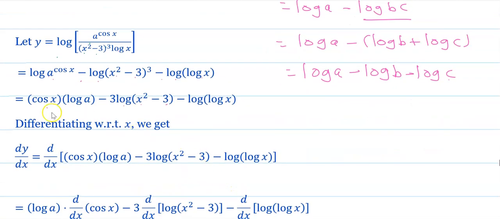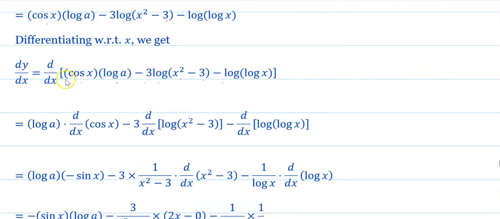Now differentiate this with respect to x. Log of a is a constant. d/dx of cos x into log a minus 3 log of (x square minus 3) minus log of log x. d/dx of cos x only, because log of a is a constant, minus 3 d/dx of log of (x square minus 3) minus d/dx of log of log x.